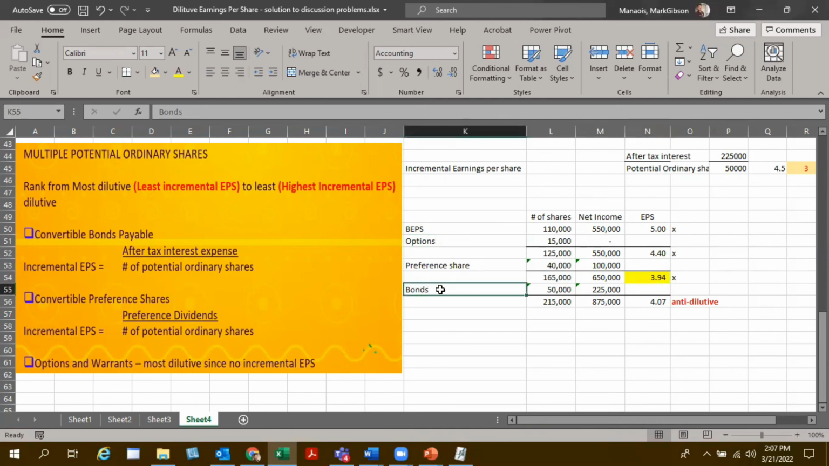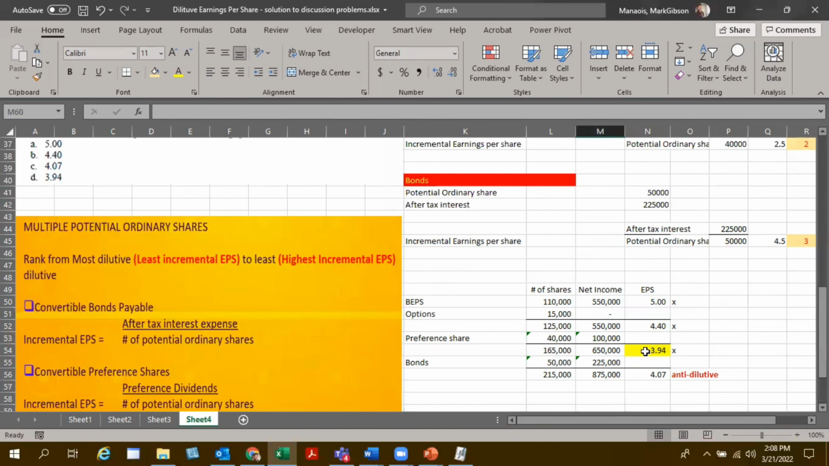But when we look into adding the bonds, from 3.94 naging 4.07. Again, this is anti-dilutive kasi nga hindi na siya bumaba. So it's not satisfying the definition of being dilutive. Dilutive is simply reduction in your shareholding. So since this is anti-dilutive, we are not going to include bonds in the calculation. So we'll pick up 3.94 as the diluted earnings per share. So that's letter D.